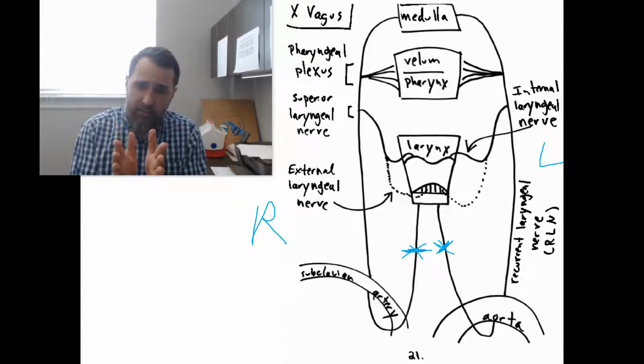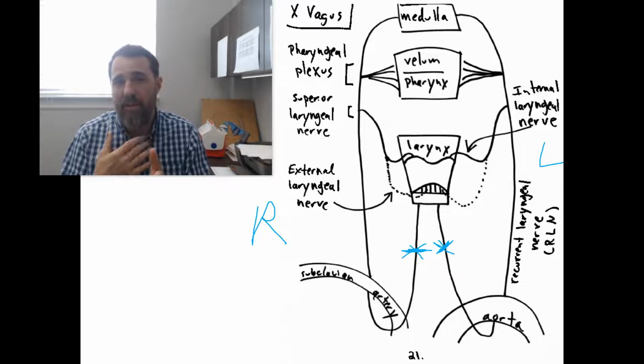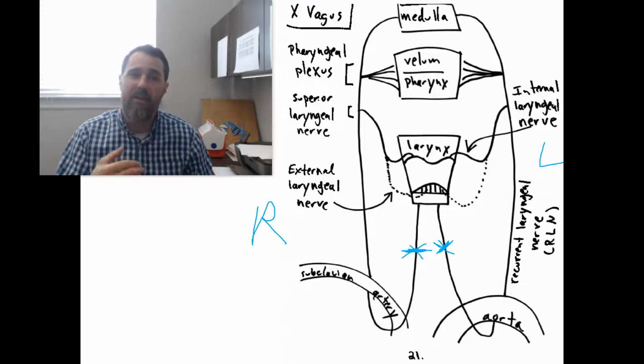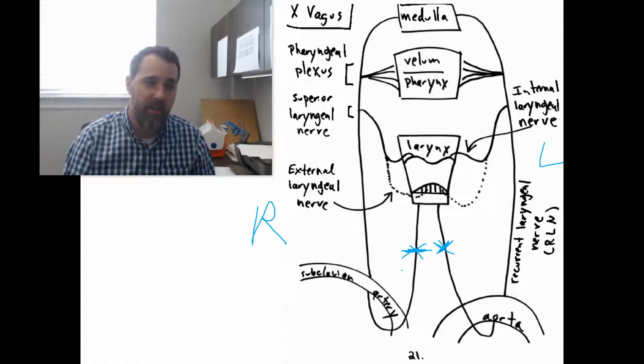In a worst case scenario, they can be completely at midline and paralyzed, in which case the person can't breathe past them for very long and they have to have an emergency tracheostomy.